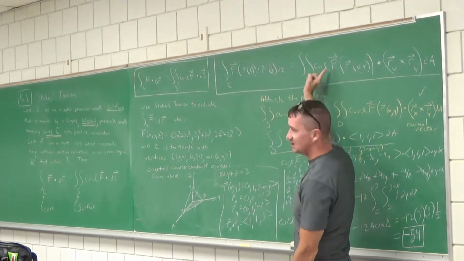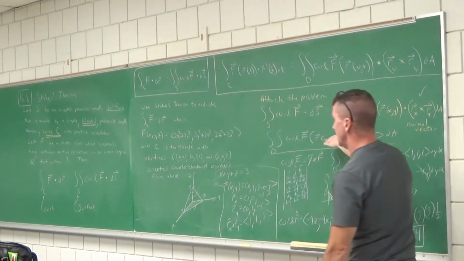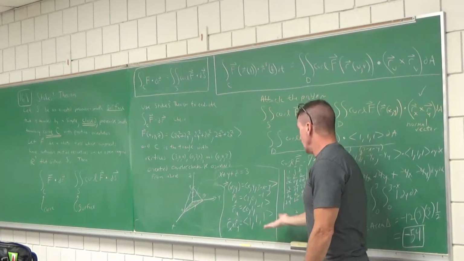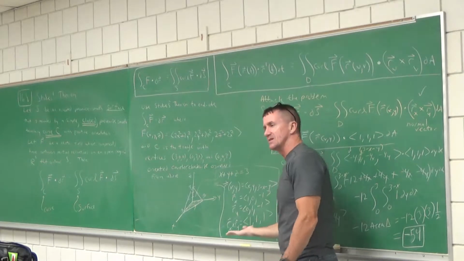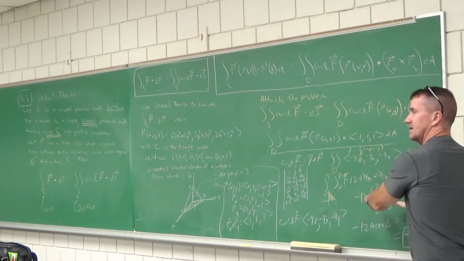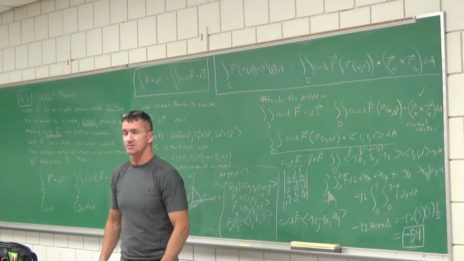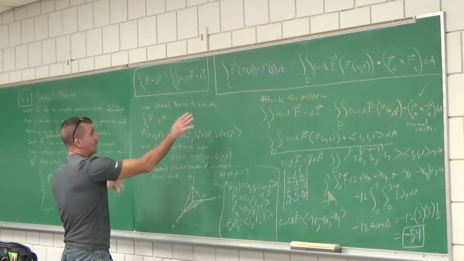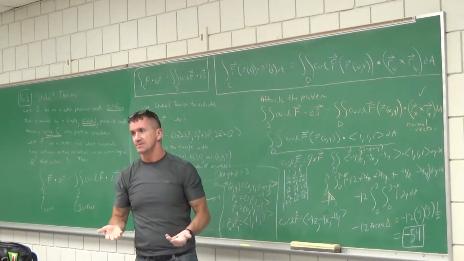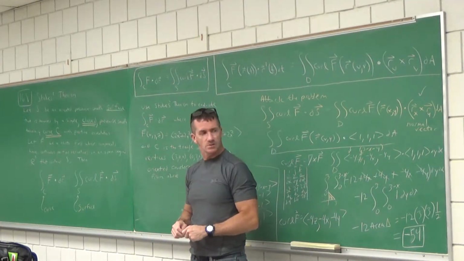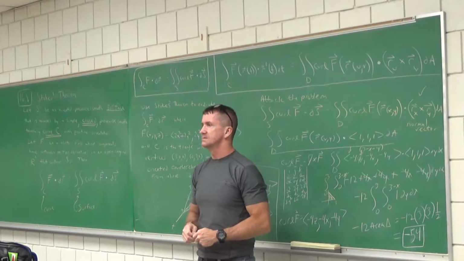We use Stokes' theorem to do it because it may seem like it started out like a lot, but once we found the curl, once we found this easy normal vector, this was not bad at all. It was way better than doing three separate line integrals. That might have taken like three times the amount of work that I have up here. So that's what we're saying. Does that make sense? Any questions on this?